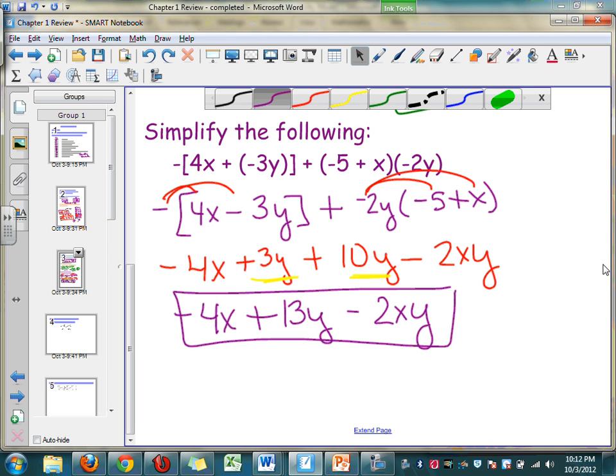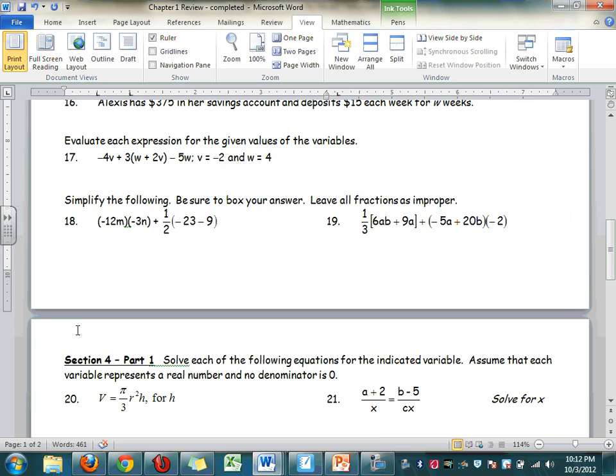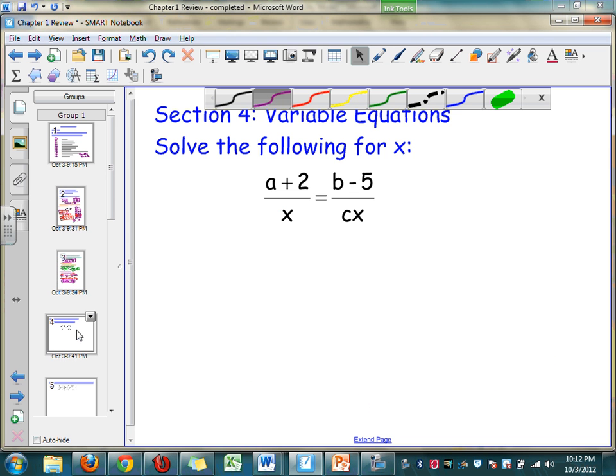Now, moving right along, going to the next problem here. Section 4, this is the variable equations, solve for x. This is directly off of your worksheet, and I believe this is problem number 21. So if this is problem number 21, how do I go about solving this?